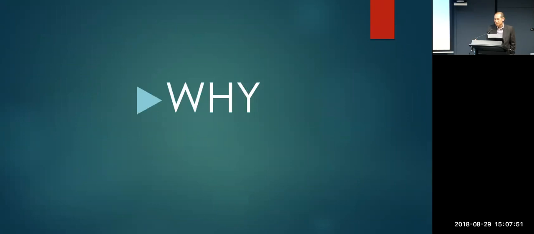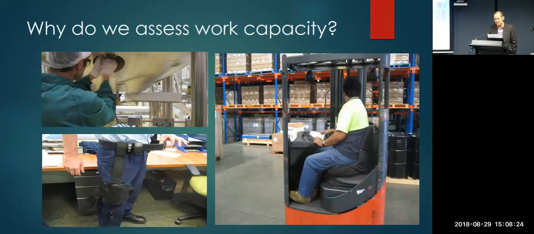I suppose when you entered medicine and maybe when you entered your chosen profession, there are probably a few reasons why you did it. You may have done it because you enjoyed diagnosing conditions, or perhaps you enjoyed treating people or having conversations with individuals. But I'm guessing that none of you really chose it because you wanted to assess capacity for work. And even as occupational physicians, we're probably the same.